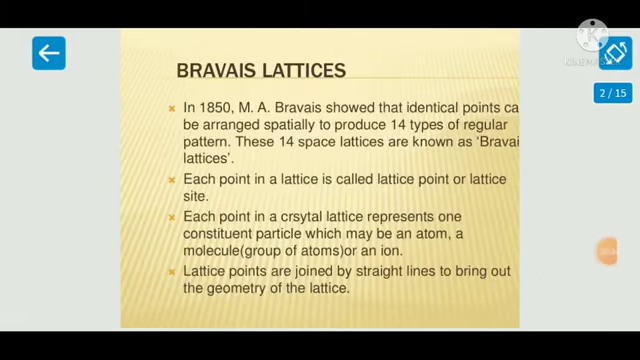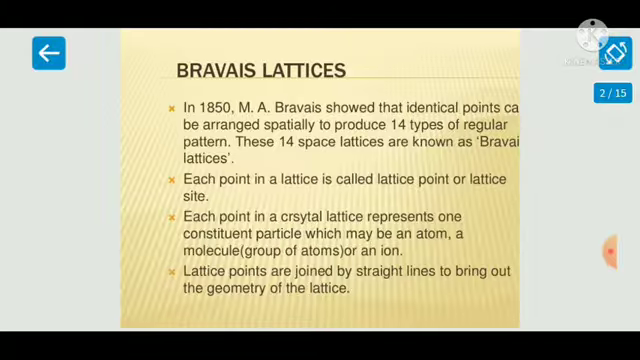Bravais lattice. In 1850, M.A. Bravais showed that identical points can be arranged spatially to produce 14 types of regular patterns. These 14 space lattices are known as the Bravais lattices.